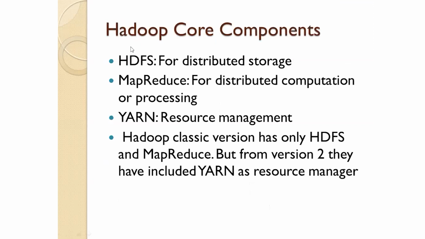Now let us see what the core components of Hadoop are. Actually, there are three core components of Hadoop. Those are HDFS, which is distributed storage. HDFS stands for Hadoop Distributed File System, and it is the storage component of the entire Hadoop. The next one is MapReduce. This is for distributed computation or parallel processing. This is the computation component of Hadoop. It processes the data and generates the data set.